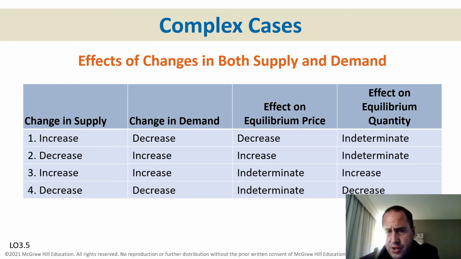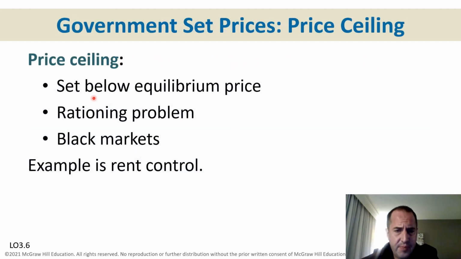This is a great chart to study on for the next exam. It goes over everything we just discussed. Just a great summary slide. Talking about a price ceiling, set below equilibrium price. What happens when it's set below equilibrium price? You can also get black markets.